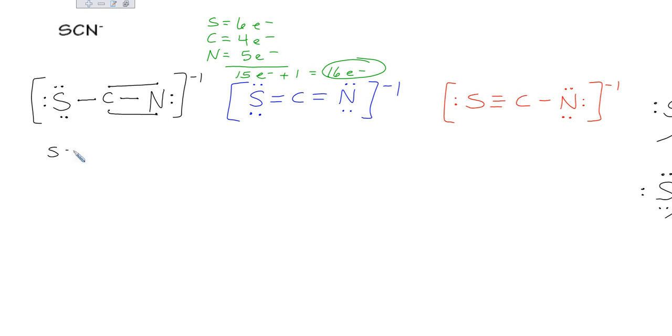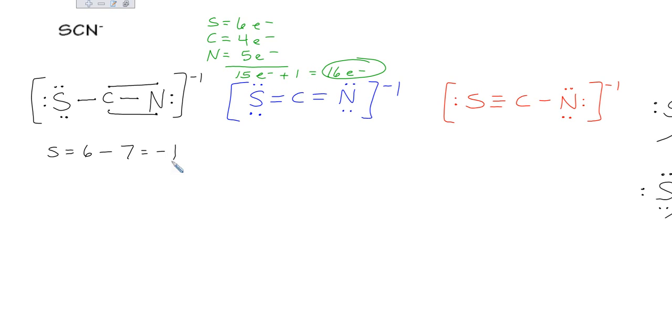Sulfur normally carries 6 valence electrons. We're going to subtract the amount that we've assigned in our structure. 2, 4, 6 single electrons, and then that single bond is going to count for 1. It's really 2 electrons being shared between sulfur and carbon, but we split them equally. 1 for sulfur, 1 for carbon.